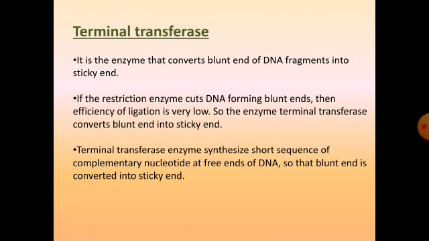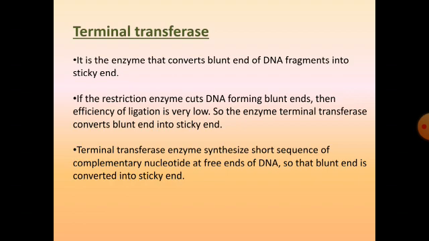The next enzyme is terminal transferase. It is an enzyme that converts the blunt end of DNA fragments into a sticky end. We already saw restriction endonuclease. There are two types of products we get after restriction endonuclease action, that is, one is the blunt end and the second one is the sticky end. The blunt end DNA fragment is converted into a sticky end. This is catalyzed by the terminal transferase enzyme.